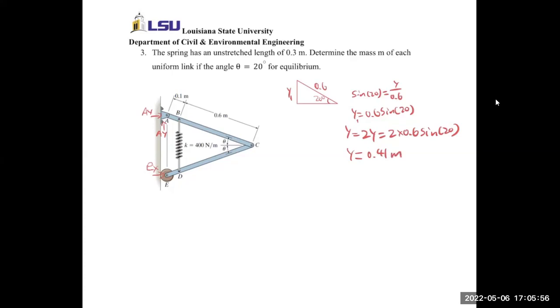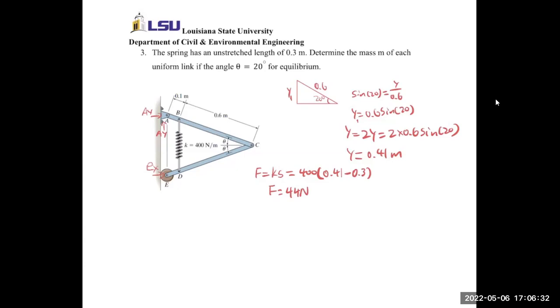Next thing, let's find out what's our spring force. So we have spring force F is equal to Ks. In this case, the s is the difference between the stretched length and unstretched length. So that's like how much did you stretch this thing? Okay, so k is 400 multiplied by the stretched length 0.41 minus the unstretched length. Okay, so I got F equal to 44 newtons.